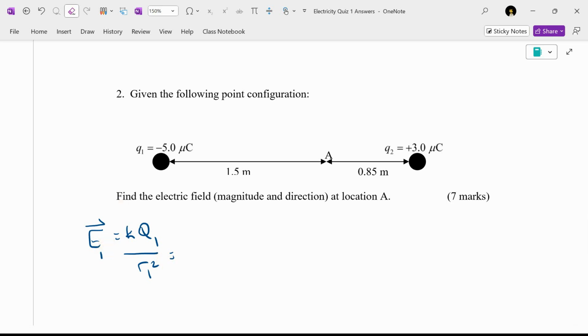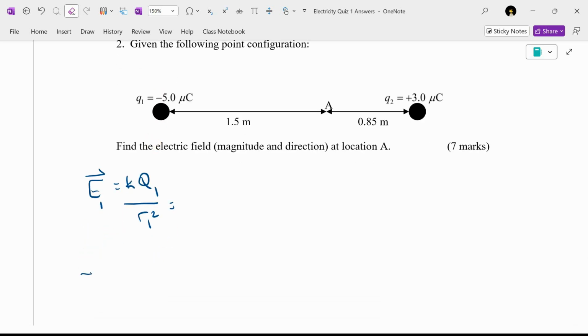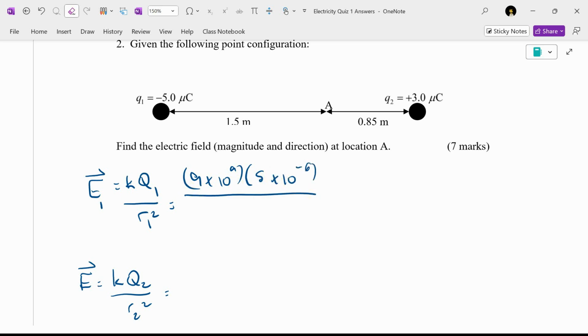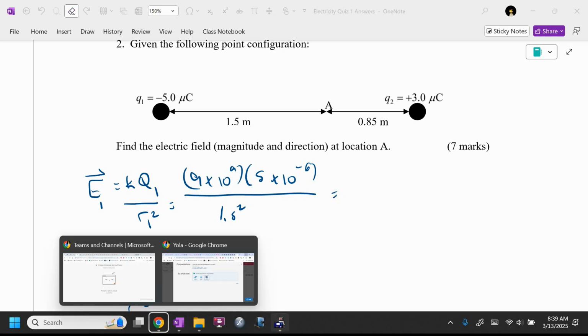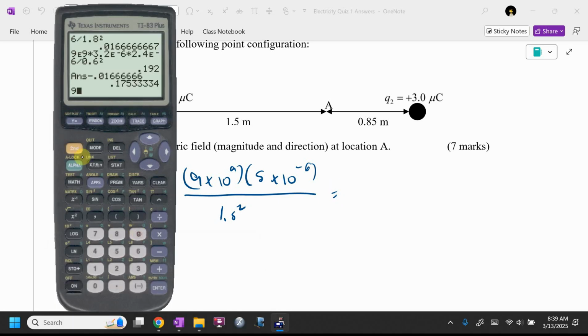I'll call that electric field number 1. And then I'm going to find the electric field from charge 2. That's going to be KQ2 over R2 squared. It's going to be 9 times 10 to the 9th. Q1, I'm not putting the negative in, 5 microcoulombs. And it's going to be 1.5, don't forget the squared. 9 times 10 to the 9th, 5 microcoulombs divided by 1.5, don't forget the squared.